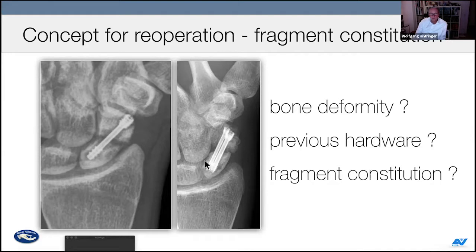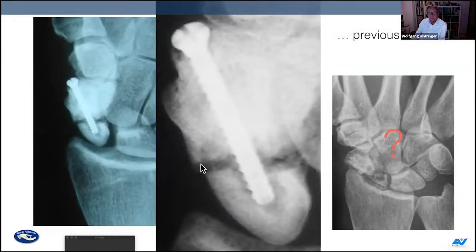In our house, we use more and more these 2 screws against rotational deformity and better stabilization. But anyway, also here with 2 screws, a non-union appeared, and you see here different non-unions which did not heal with screws inside.